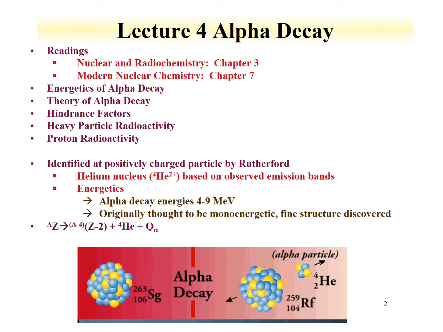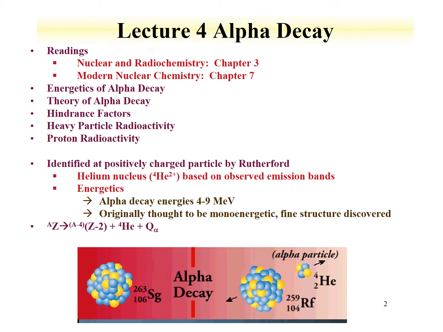Now, the energetics of alpha decay: their energies range from 2 to 9 MeV. Originally, they were thought to be monoenergetic. However, fine structure was discovered where the alpha decay energies can vary. And as we'll see, what this means is that alpha decay, when it goes to a daughter state, can decay to different levels in the daughter nucleus. Those energy level differences are based on the differences in the alpha decay. So you can get information on the energy level differences from the differences in the alpha decay, and those will often be accompanied by gamma emissions.